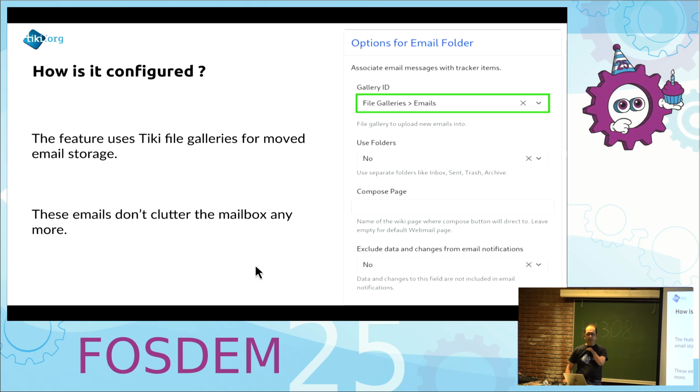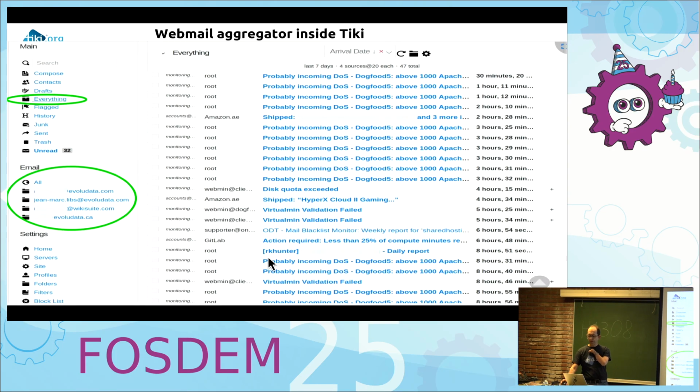Why? The point, as I said, was to move those emails out of your mailbox in order to unclutter, and it goes in somewhere else. And that somewhere else is the file galleries. It gets out of IMAP, so we have to store it. And that's a feature we already have, the file galleries. So that's where it goes.